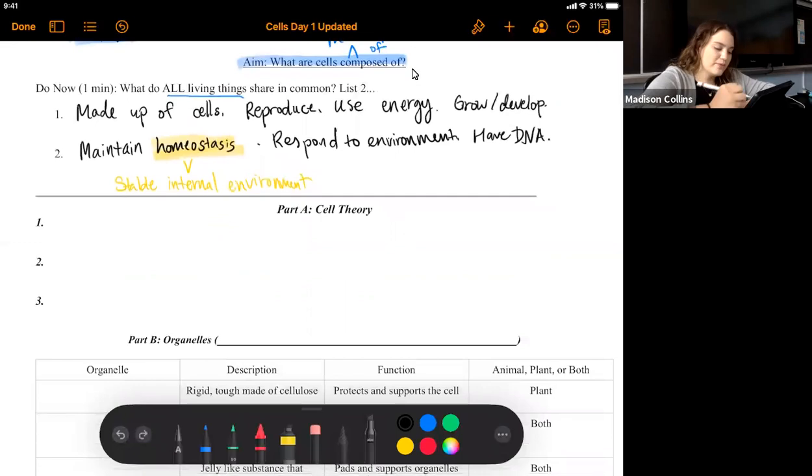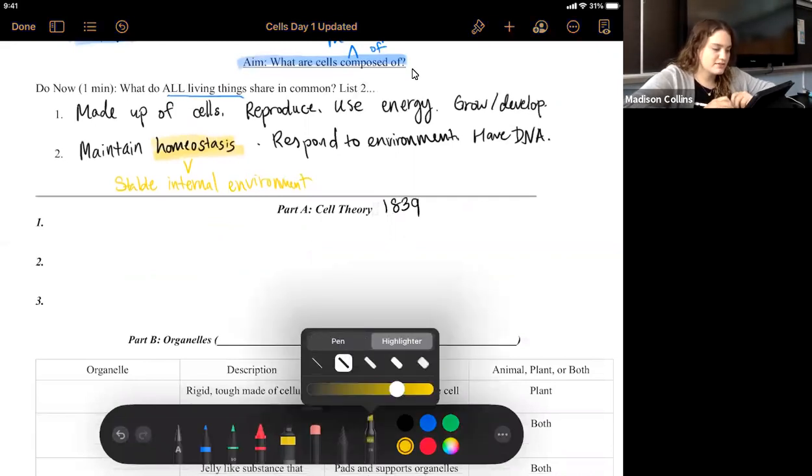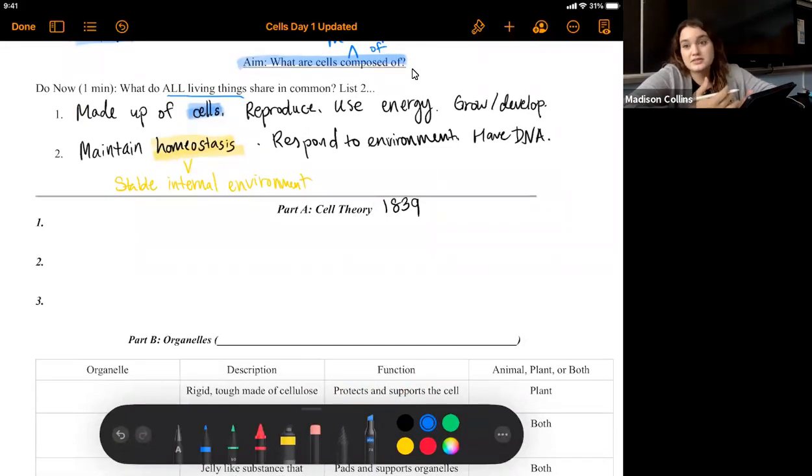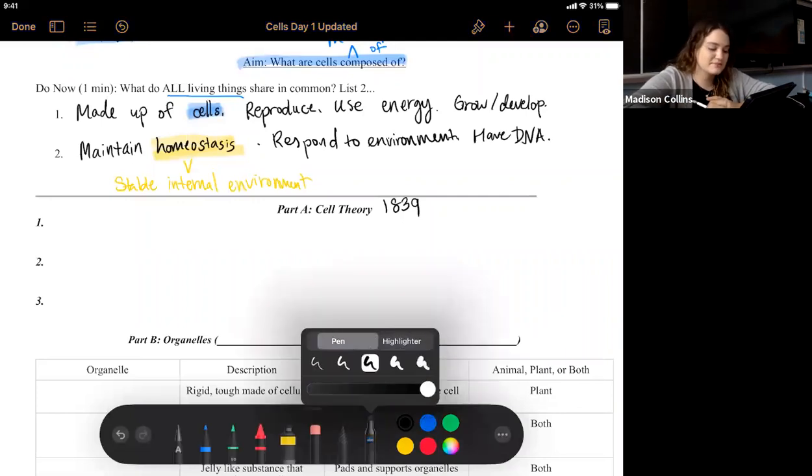Way back in about 1839, 2 old German men were sitting around and they were just enamored with the idea of cells. When they were studying cells, they came up with 3 things that make cells cells. They called this the cell theory. These are 3 characteristics that we need to know about cells. So the cell theory says 3 things.